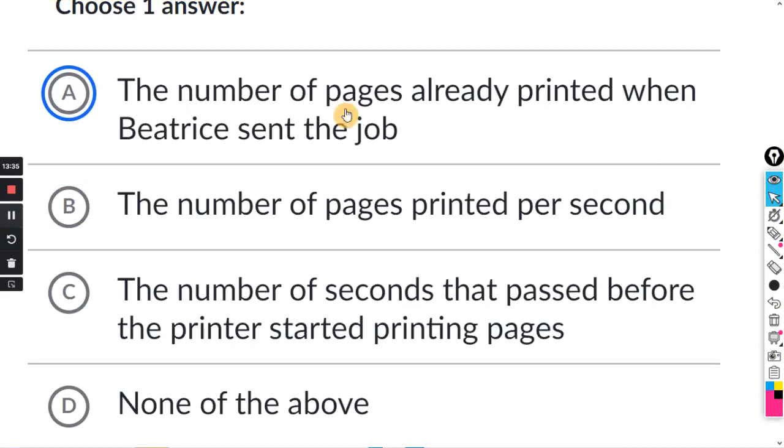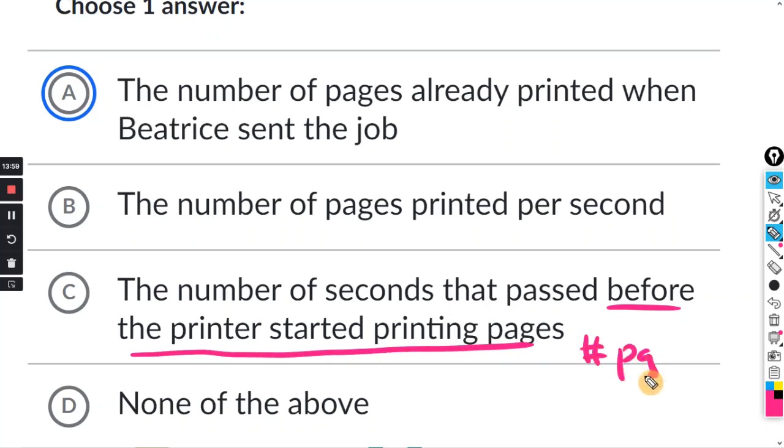A is the number of pages already printed when she sent the job. No, because it's not when she sent the job, it's 5 seconds after. The number of pages per second? No. The number of seconds that passed before the printer started printing pages. That makes sense, because before the printer started printing pages, the number of pages equals 0, and the number of seconds we said was 5. They didn't have an actual number, but anyhow, that is answer C.